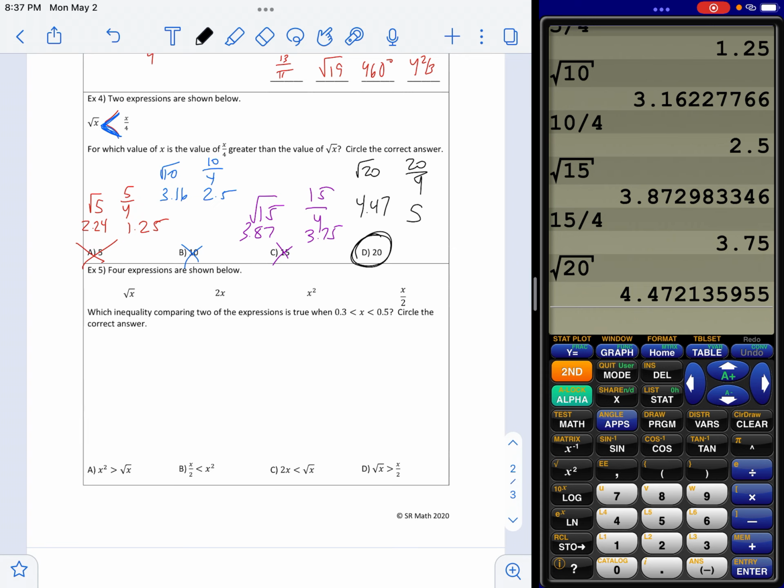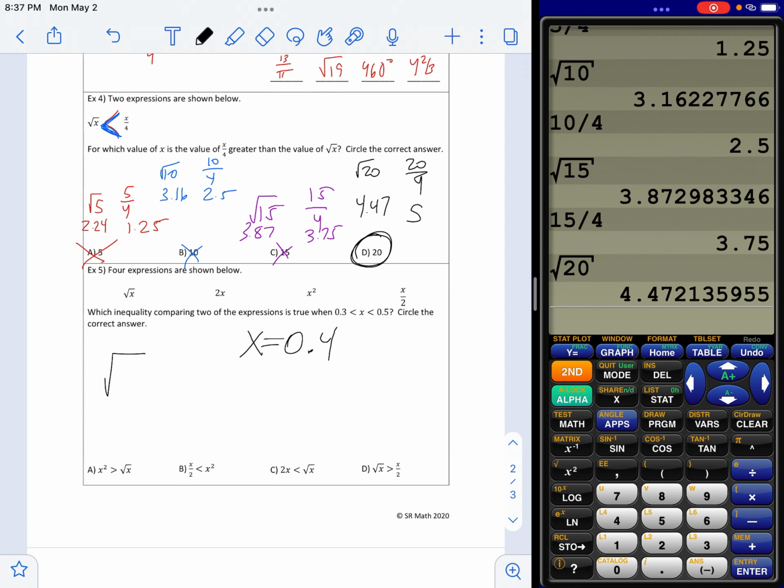Which inequality comparing the two expressions is true when x is between 0.3 and 0.5? Circle the correct answer. Okay, so we want x to be 0.4. If it's in between 0.3 and 0.5, we're going to call it 0.4. So x equals 0.4. That's important for this problem. What we need to do is plug 0.4 into each of these and see what their decimal is, and then find out which statement's true.